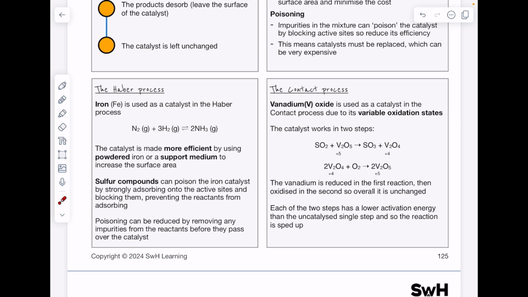A second example of a heterogeneous catalyst is the contact process used to make sulfuric acid. Vanadium(V) oxide this time is used as the catalyst due to its variable oxidation states, and it works in two stages. We can see the vanadium moving from being +5 here to +4 here. It's been reduced, and then in the second stage it goes from +4 to +5. It's been oxidized. So overall, it's unchanged, and each of these two steps has a lower activation energy than the uncatalyzed single step, so the reaction is sped up.